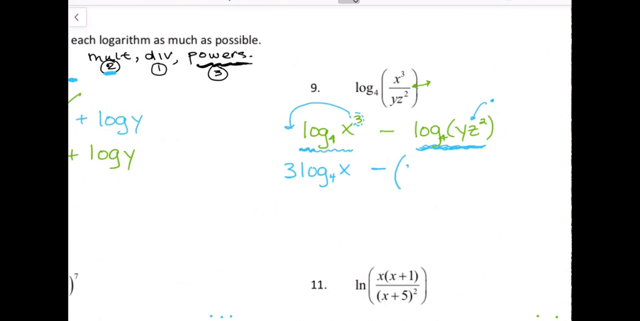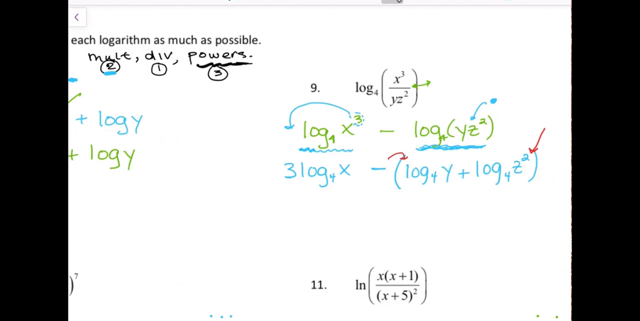So I'm going to split this log base 4 into 2 arguments where the first argument is y and the second argument is z squared. And this time I split at a multiplication symbol, so the operation between those is addition. And now I still have one more thing I can do, and that's move that power on the z out in front of that logarithm. And at the same time, I'm going to get rid of these parentheses by distributing this minus sign.